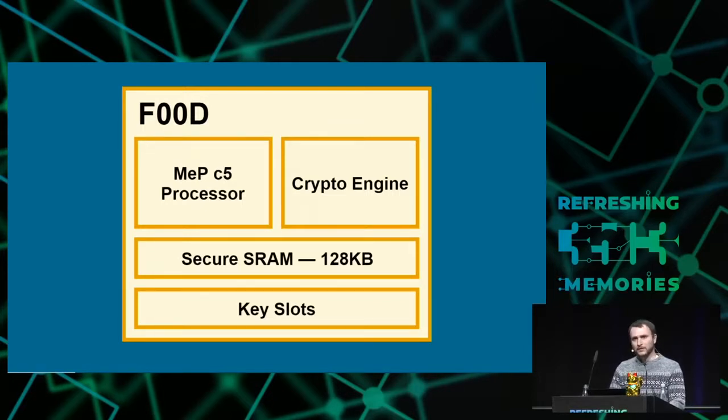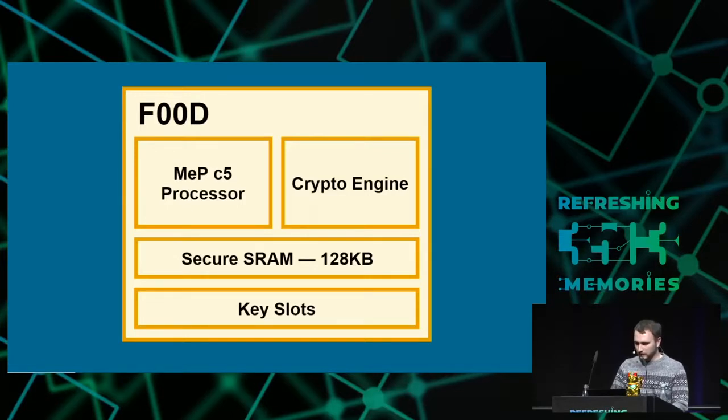The MEP processors are normally used in parking assist cameras or security solutions, but in this case, Sony have decided to use it for the security coprocessor. There's a bunch of other stuff belonging to FUD, such as the crypto engine and the key slots. Not very important for this talk, but it also has its own private memory, the secure SRAM here. Only 128 kilobytes, but it cannot be accessed from ARM or, in fact, any other subsystem in the system.